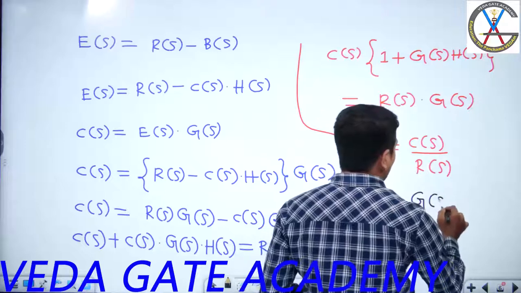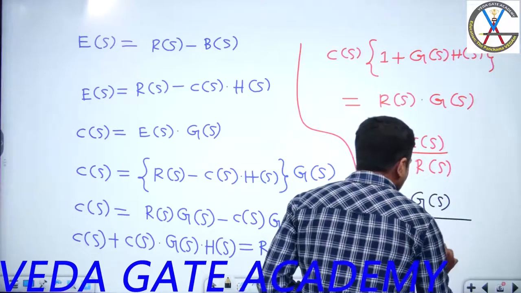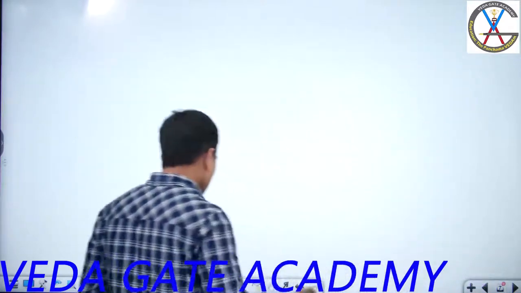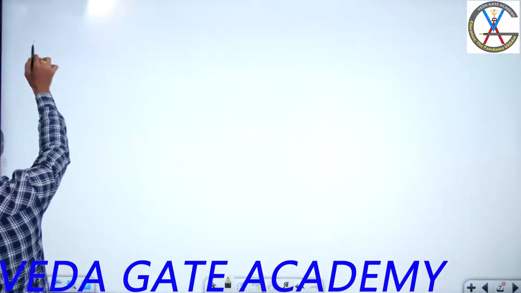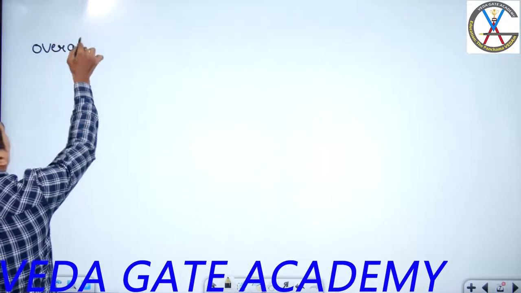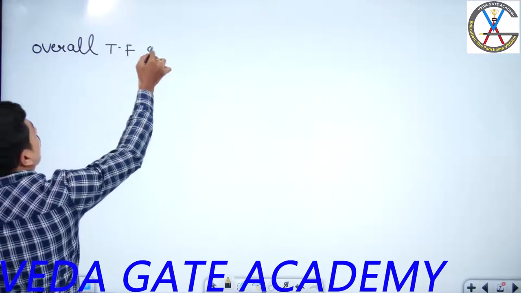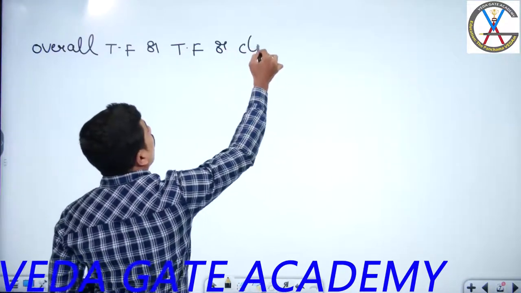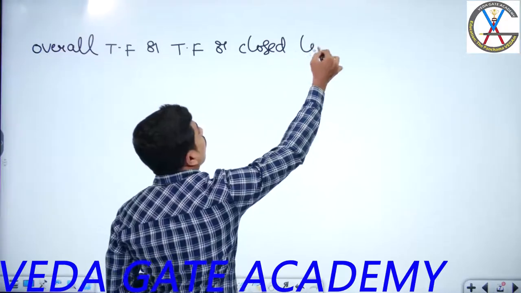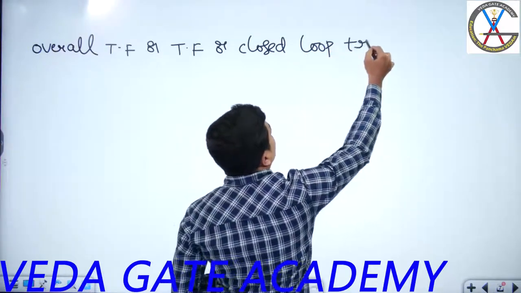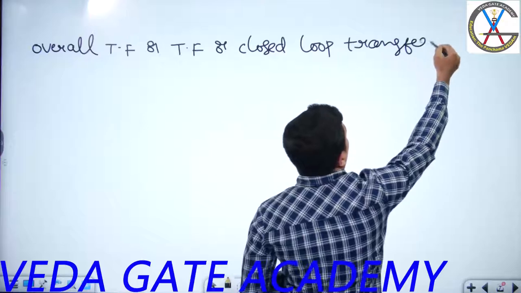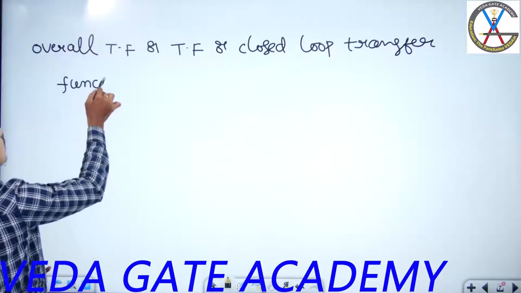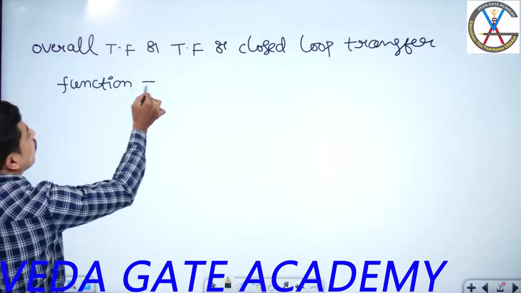G of s by 1 plus G of s into H of s. We'll write it on the next page: the overall transfer function, or simply the transfer function, or the closed loop transfer function. There are many confusions in your mind. I will remove all the confusions.